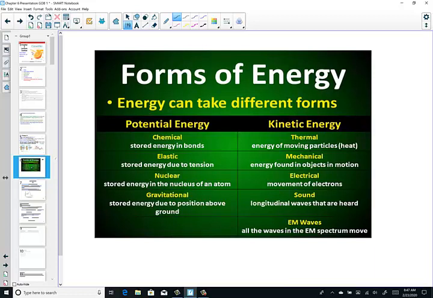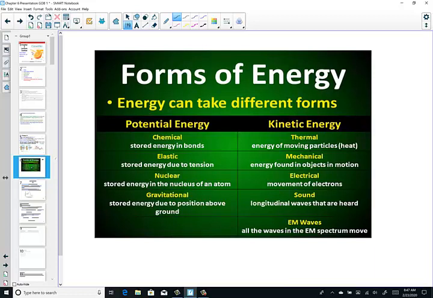Remember that bow that we talked about in the previous slide? When she pulled back the string, she was storing energy due to tension. There's other types, such as nuclear. You blast apart a nucleus of an atom, all kinds of energy is released. Or gravitational potential energy, like at the top of the hill in the roller coaster. Kinetic energy includes thermal, mechanical, electrical, sound, and electromagnetic waves. The EM stands for electromagnetic spectrum. All of those are in motion.